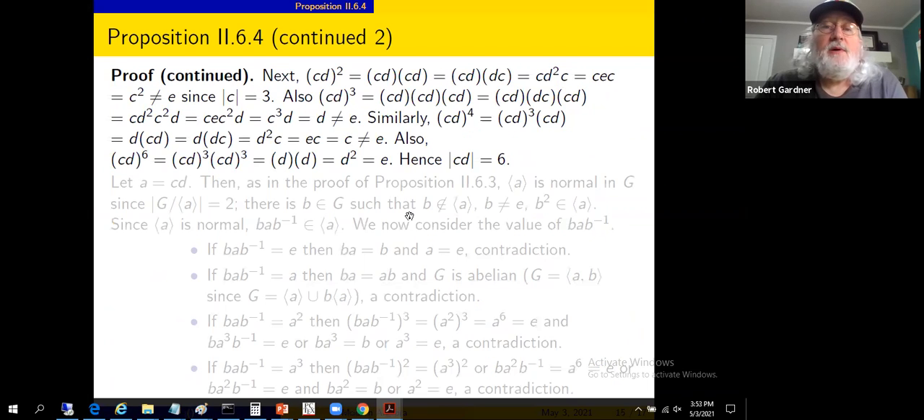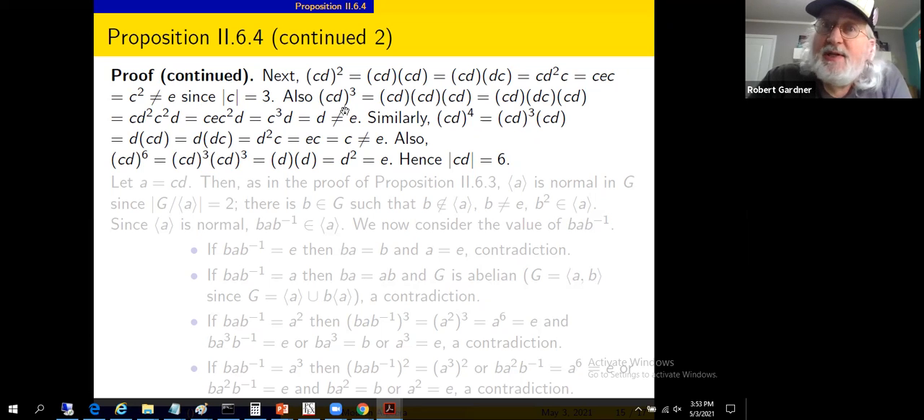Next, consider CD squared. I'm trying to find the order of element CD. CD squared, that's CD times CD. CD times DC, just like we had before, actually. Eliminate the parentheses, you get a D squared, which becomes the identity because D is of order 2. And we've got C squared. C squared can't be the identity since the order of C is 3, just as before. So we can't have CD equals the identity. We can't have CD squared equals the identity.